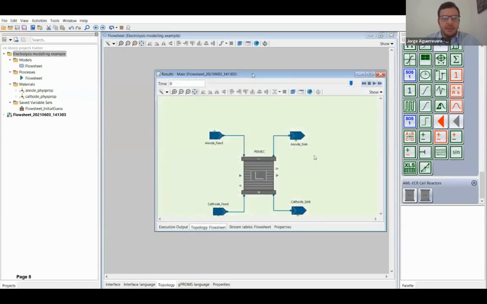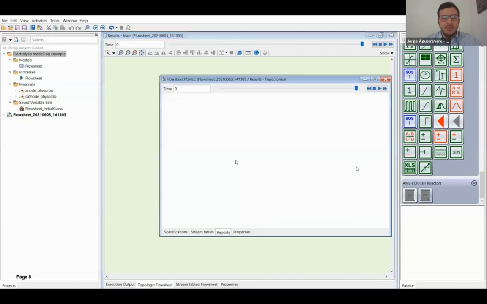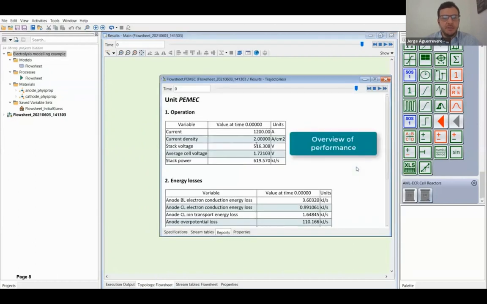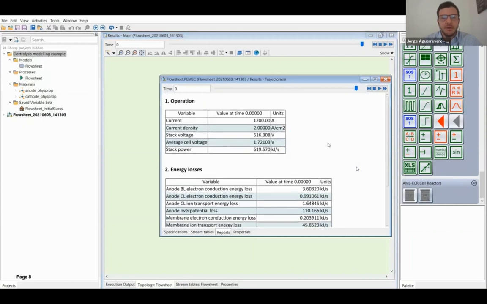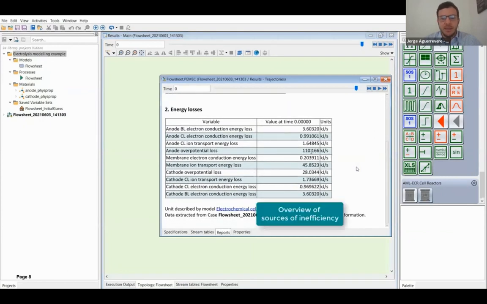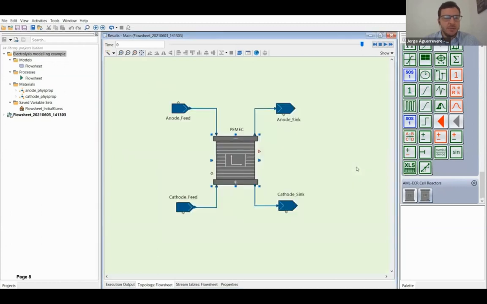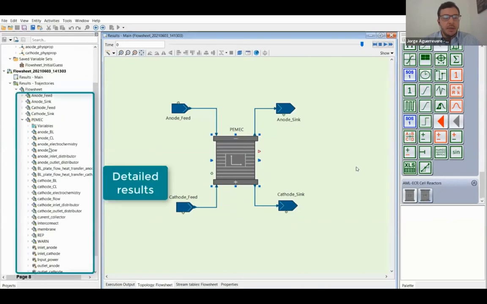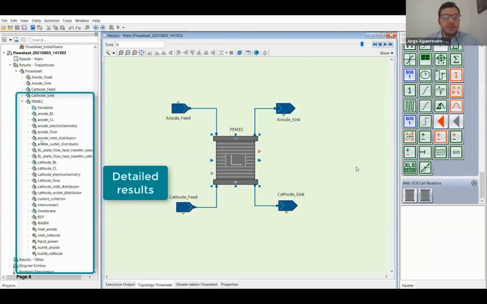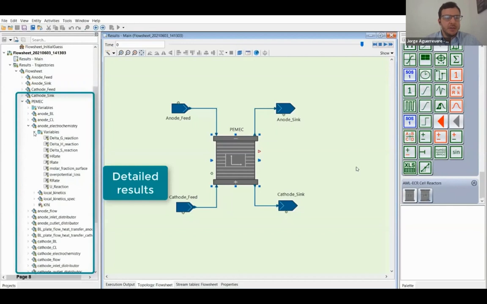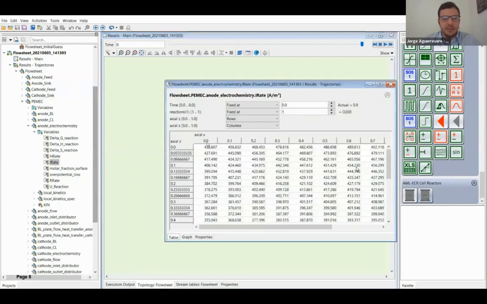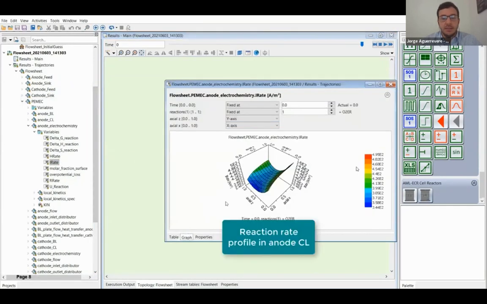And at the basic level, simulating this can give you an overview of the performance in terms of the current, the amount of electric power going in, and a measure of efficiency, how much power is lost in this process and how much hydrogen is produced from a given amount of power, as well as very detailed results of what is actually going on inside, which can help support design decisions.